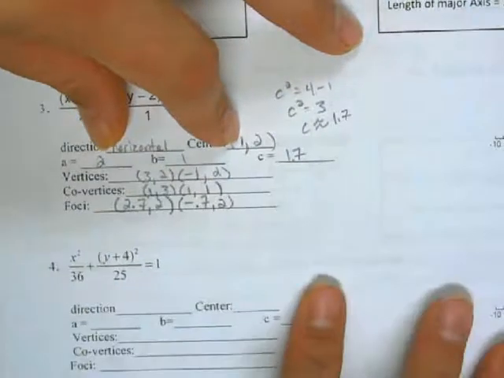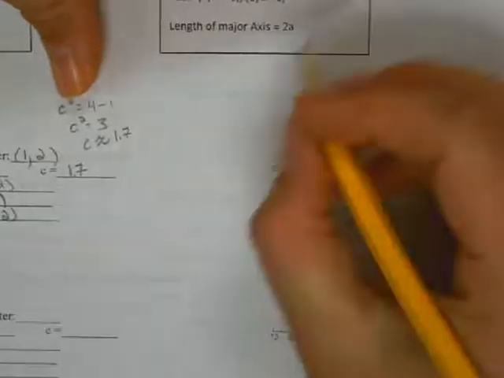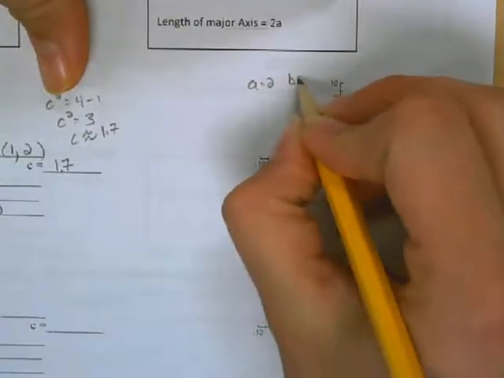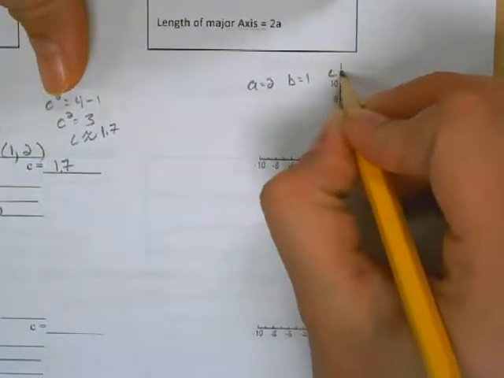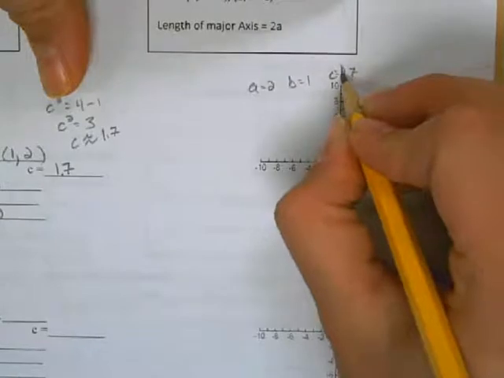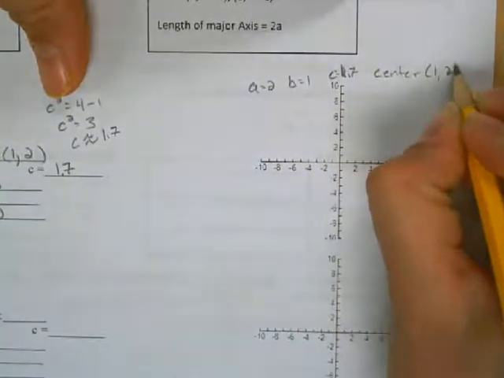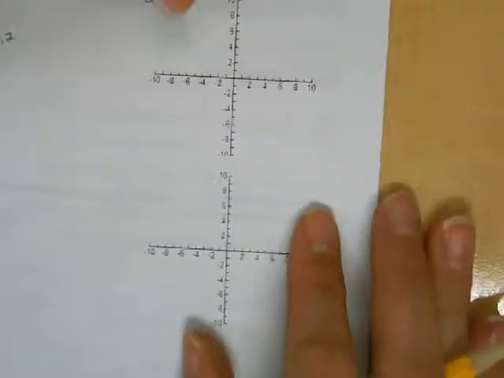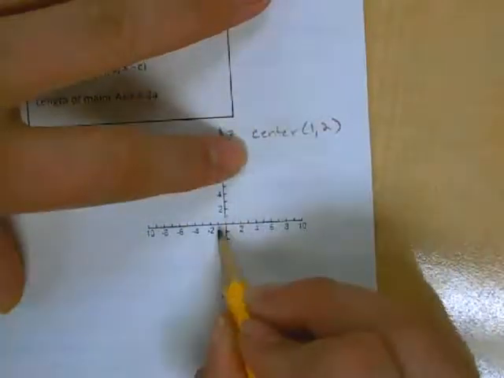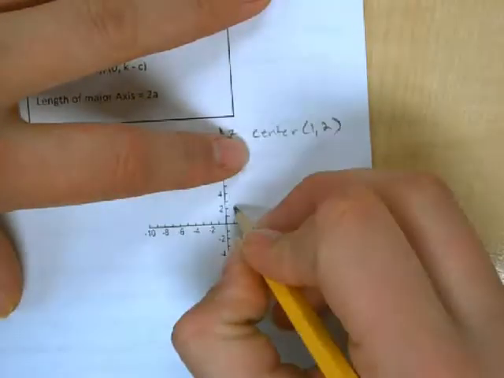Now if you're doing that graphically, just for the sake of having the values seen in my picture here, b is 1 and c is 1.7, and I have a center at 1, 2. Just so you can see the information that I'm working with and you can actually read what's happening here. So start by graphing the center. When x is 1, y is 2, there's my center.